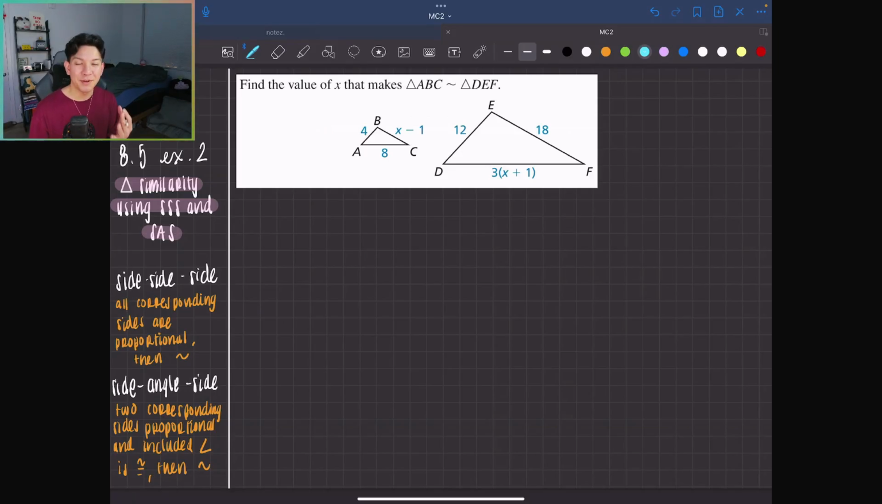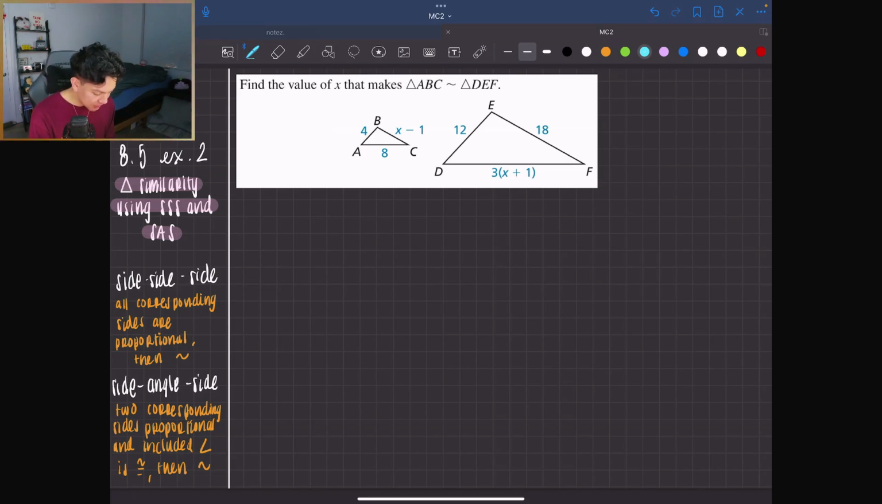In this next example, let's try to find out the missing side length by using the SSS triangle similarity theorem. So the question here says, find the value of x that makes triangle ABC similar to triangle DEF. Again, remember that two triangles are similar by using the SSS triangle similarity theorem if all three sides are proportional to their corresponding sides in another triangle.